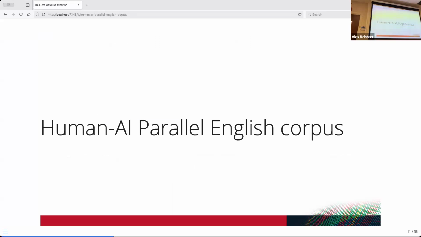And so I'm going to start coming at this from a few different angles. The first of them is just investigating how large language models write and what they do. How does that compare to that novice to expert spectrum? And I'll do this by talking about what we call the Human AI Parallel English Corpus, or HAPI.